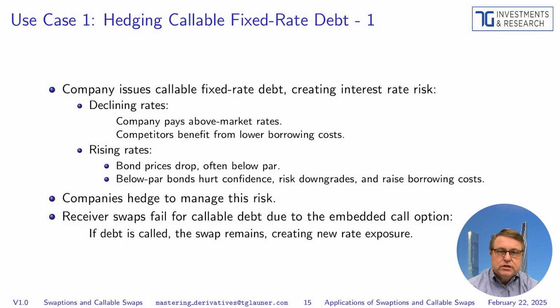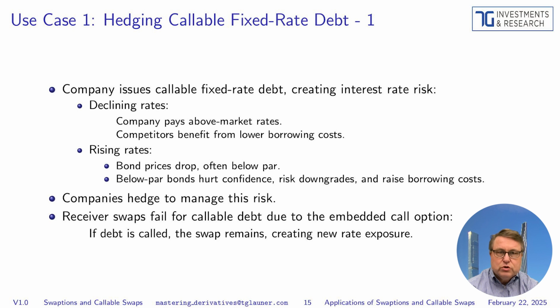To manage this risk, companies often engage in hedging strategies. However, typical receiver swaps are not effective for callable debt because if the debt is called or redeemed early, the swap remains active.